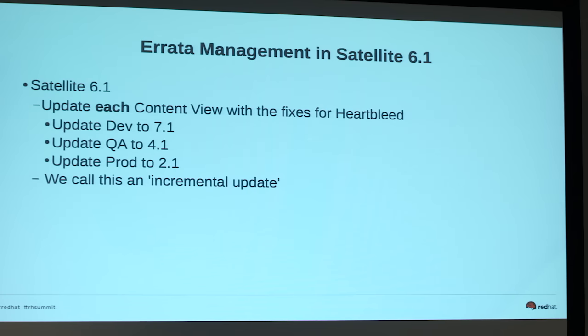So how do we handle this in Satellite 6.1? Instead of giving you that option, we allow you to do a minor revision of each one of those content views. So now you can take that version 7 that's in dev and add just the fixes for Heartbleed or Shellshock. Now it becomes 7.1. And repeat the same thing for the QA environment and for the production environment. And this is what we call an incremental update. And you can do this over and over again.